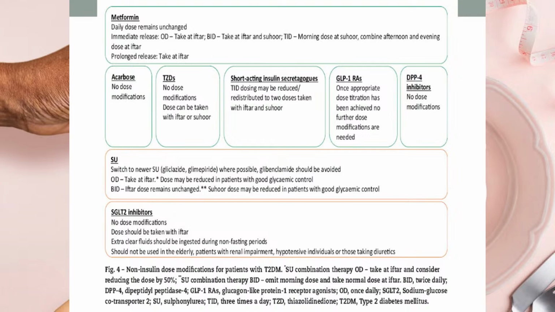so that you stay within safety and don't cause hypoglycemia. What about SGLT2 inhibitors? Again, that does not require dose modification, and the once daily dose should be taken with the evening meal. But remember that SGLT2 inhibitors come with a lot of fluid loss and dehydration, and you are encouraged to take in a lot more fluid than you usually do, especially when you are fasting during Ramadan. And for elderly patients with renal impairment, hypoglycemic individuals, or those on diuretics, SGLT2 inhibitors during the Ramadan fast are not encouraged at all.